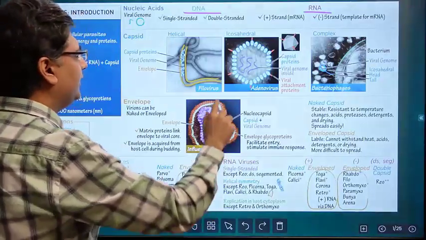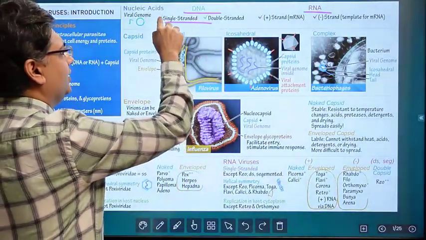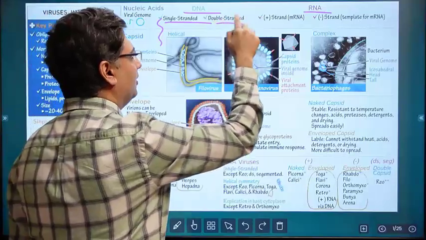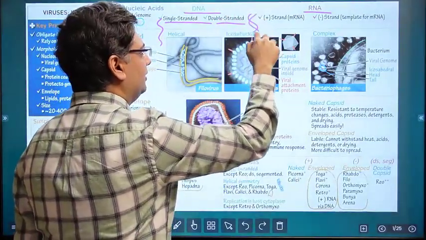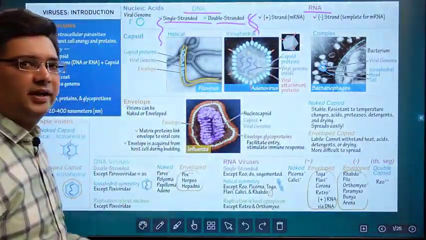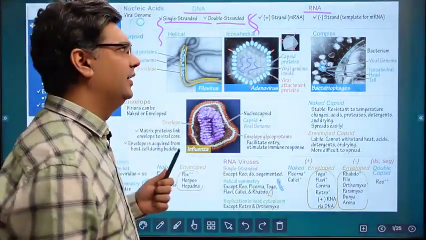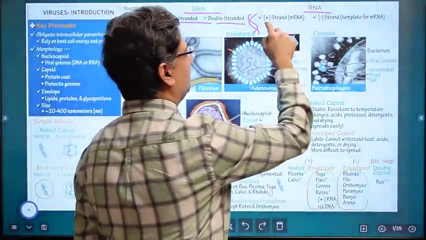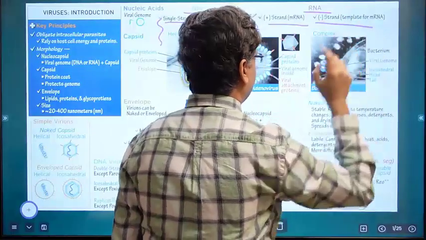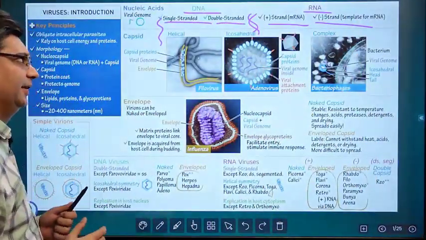And the DNA containing viruses are either single stranded, which is this one strand, or they can be double stranded, which are your couple of DNA strands which are in us as well. The RNA viruses can be positive strand and can be negative strand viruses as well.